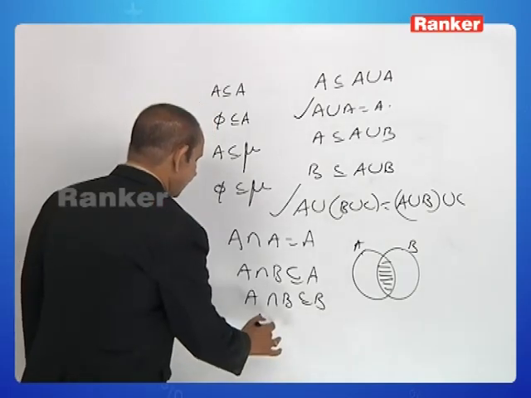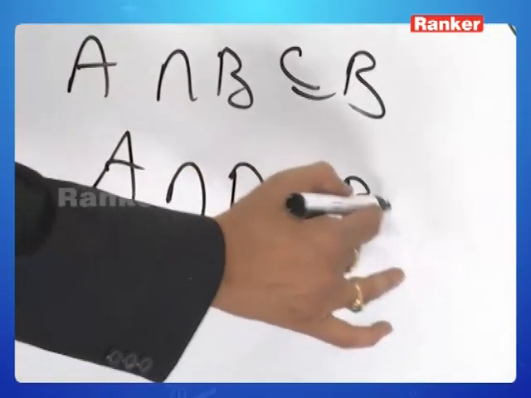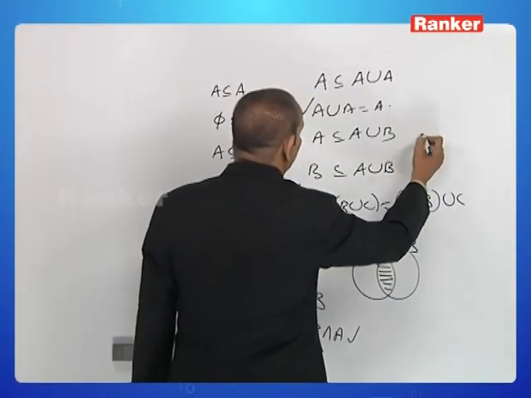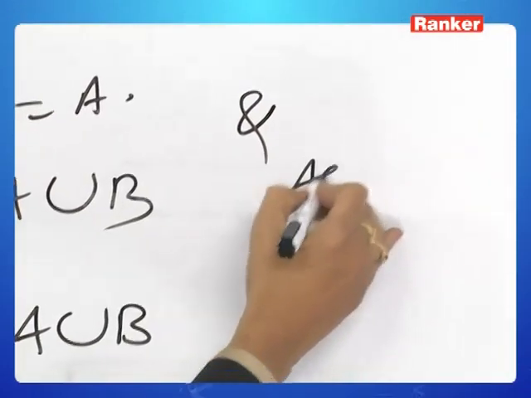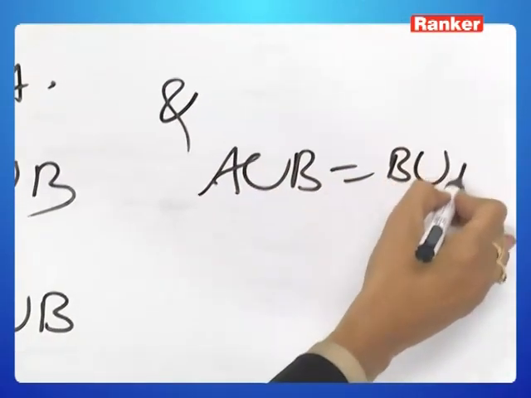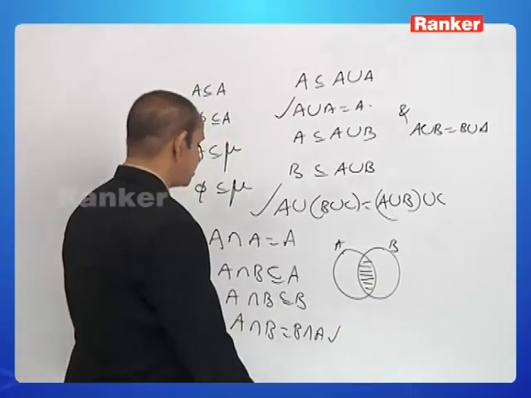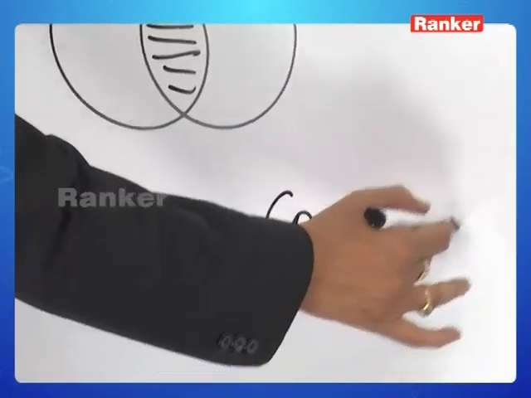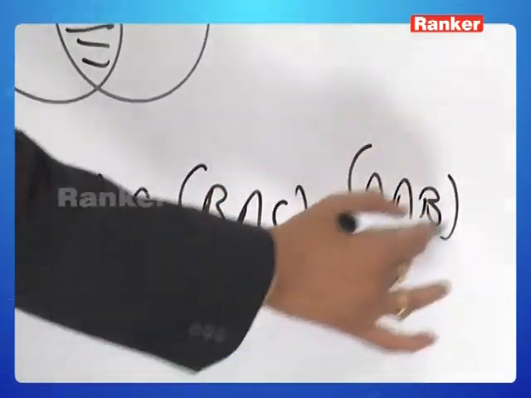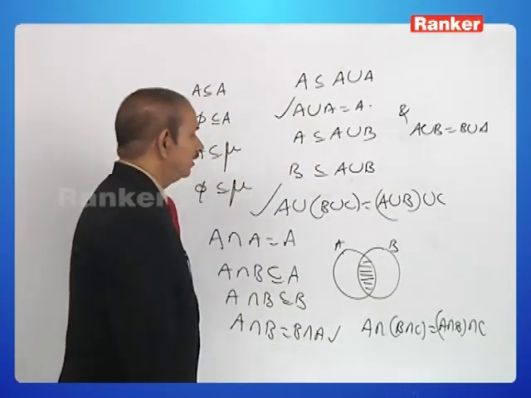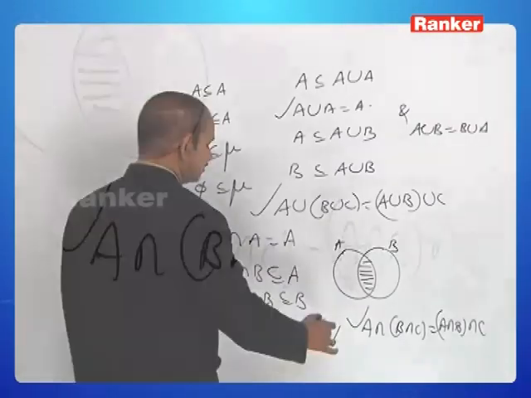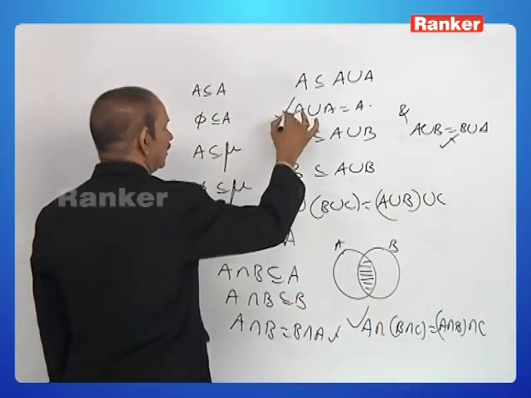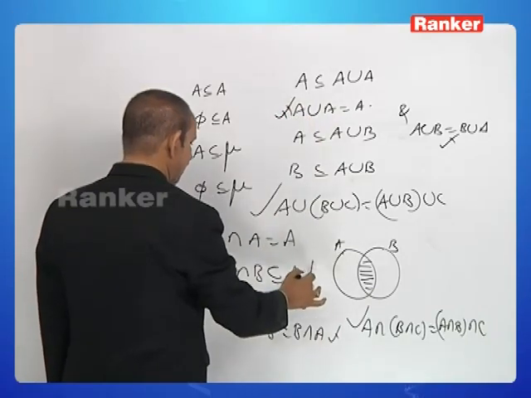One more thing, A intersection B is equal to B intersection A. This is called commutative law. Just like this, here also, A union B is equal to B union A. This is also commutative law. And then associative law with respect to intersection is also there. A intersection B intersection C is equal to A intersection B intersection C. These two are associative laws. These two are commutative laws.